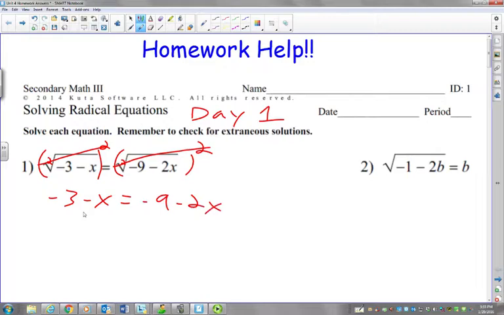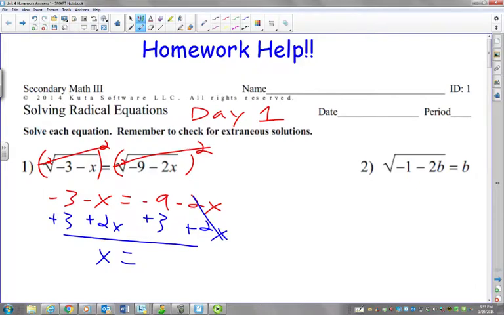So we want to solve for x. I'm thinking if I add 2x to both sides, we get all the x's on one side and all the numbers on the other side. That gives us 2x minus 1x, which is just x. Then add 3 to the other side. So negative 9 plus 3 is negative 6. That is our solution.